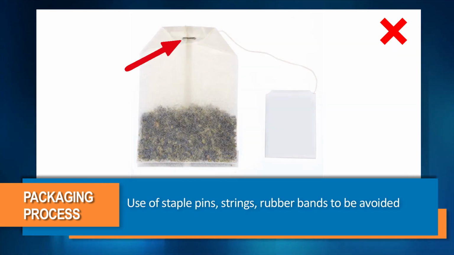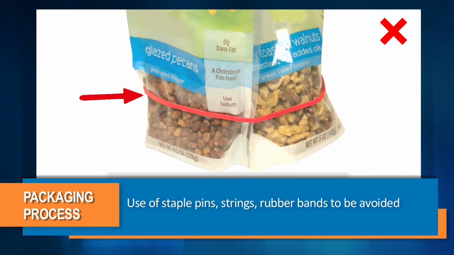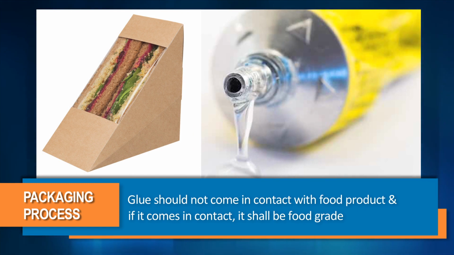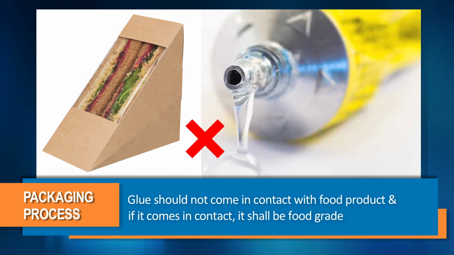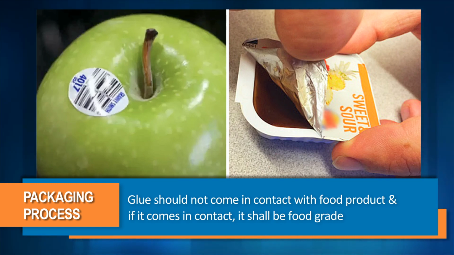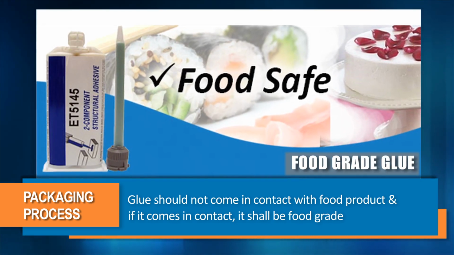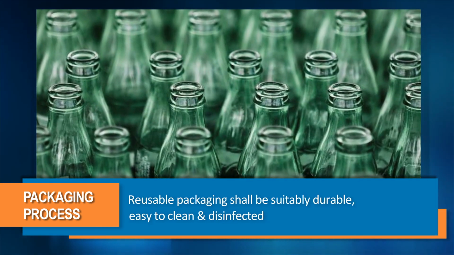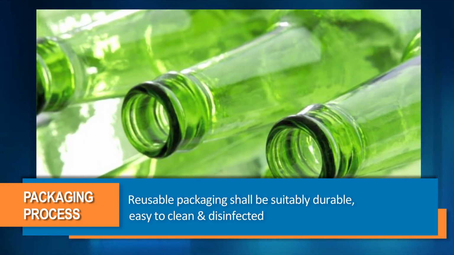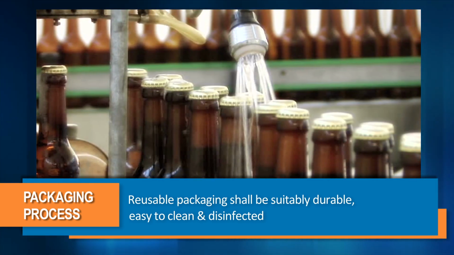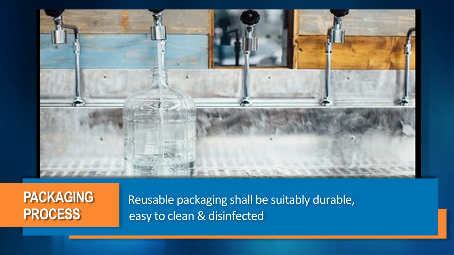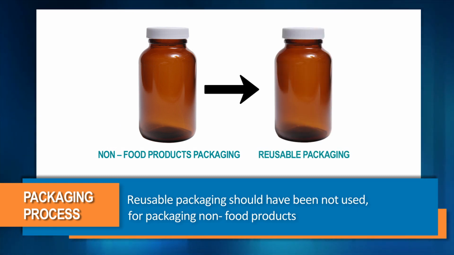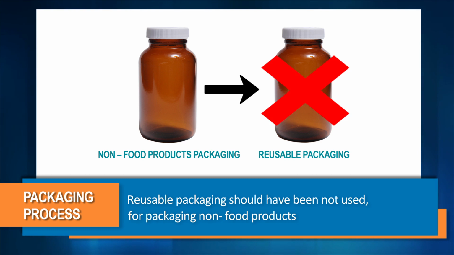Use of staple pins, strings, rubber bands should be avoided. Glue, if used, should not come in contact with the food product, and in case it comes in contact, it shall be food grade. Reusable packaging, if used, shall be suitably durable, easy to clean, and where necessary, disinfected. Any packaging used for non-food product should not be reused for packaging.